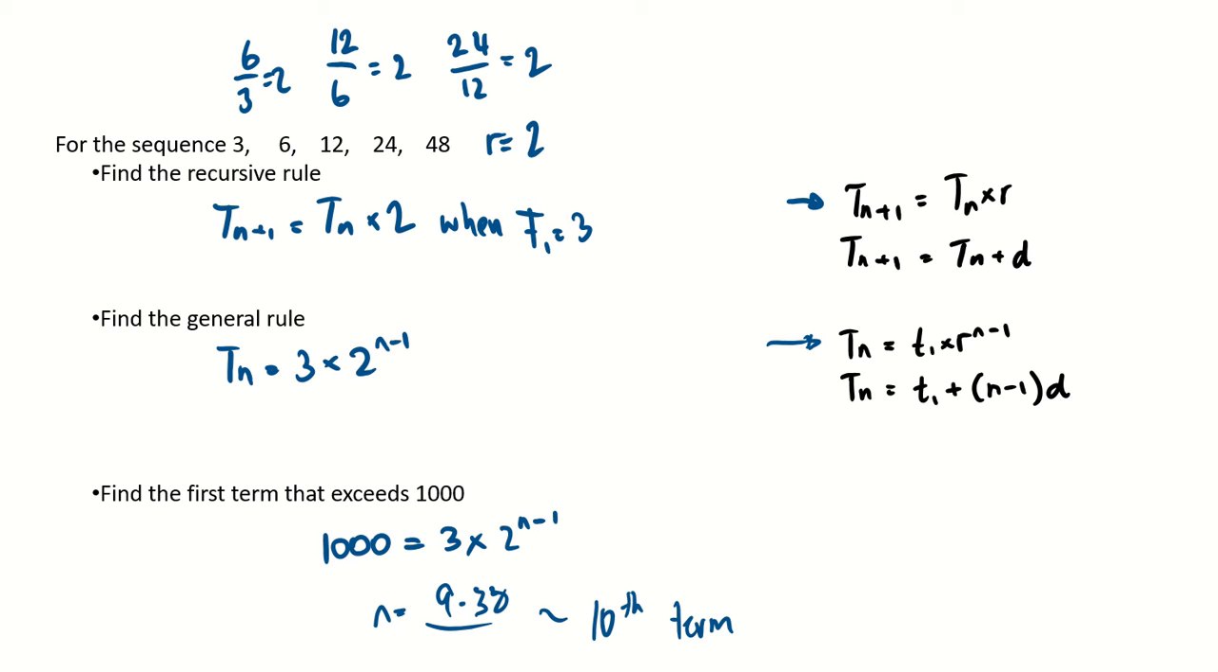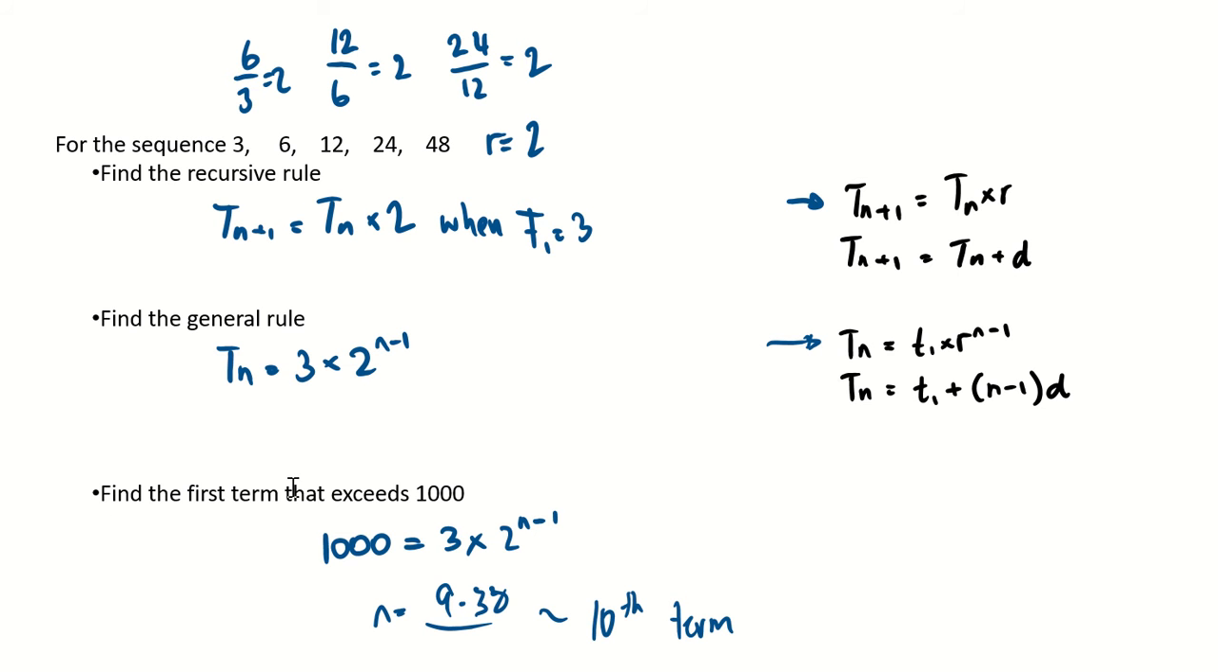Beautiful. Okay, so to find the general rule, again, I knew that it was going to be geometric, so I took this version of the rule. Pretty straightforward. T1 is 3. The common ratio was 2. Raised to the power of n take 1.